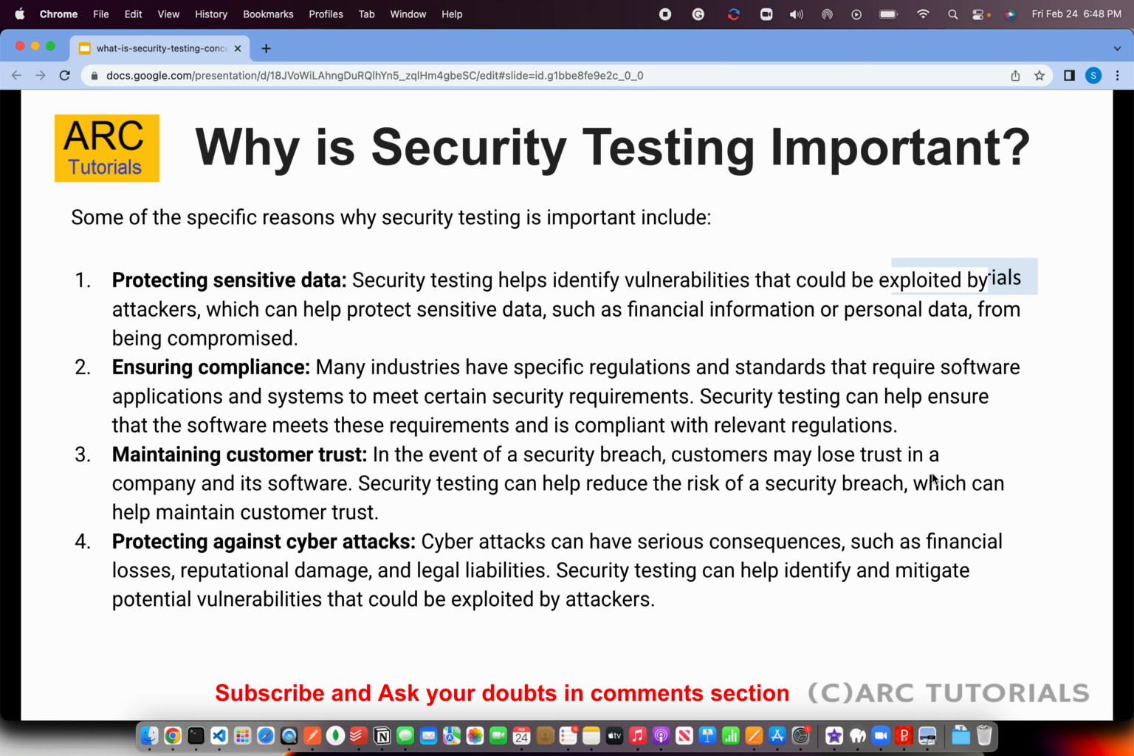Now, why is security testing important? Of course, by the name itself, it says that it's extremely important. But the foremost important thing is to protect the user's sensitive data. The data can be of different types like financial information, personal information, etc., which are very critical and should be protected at all cost.